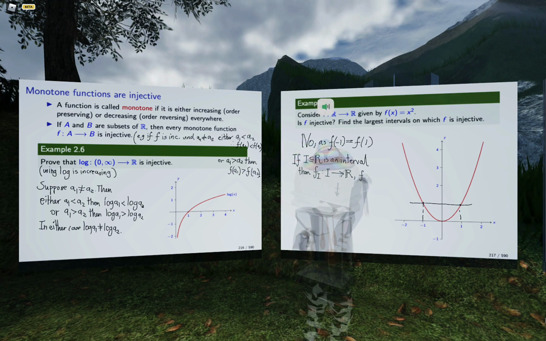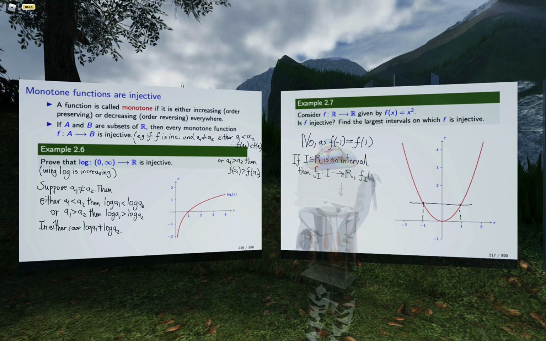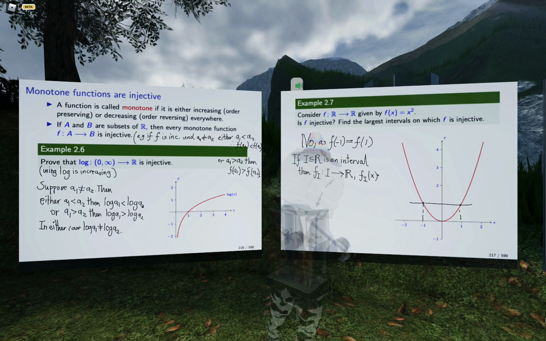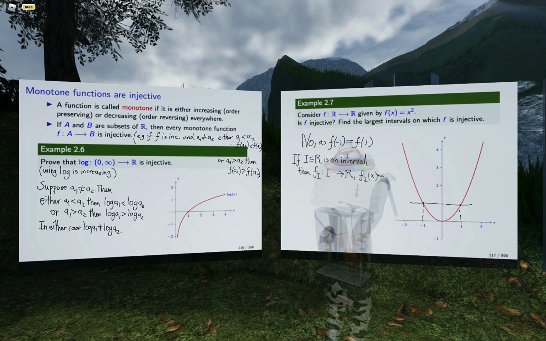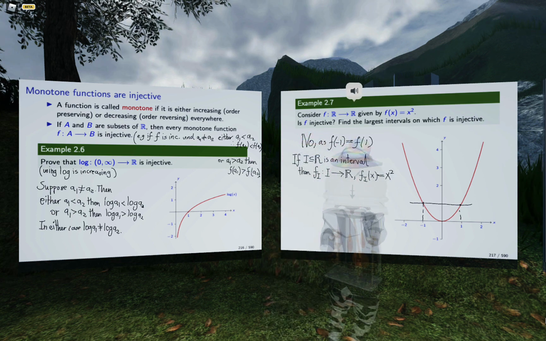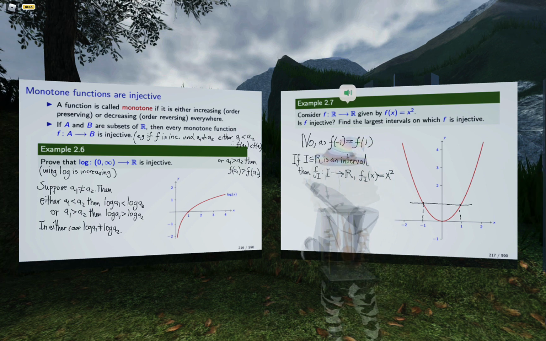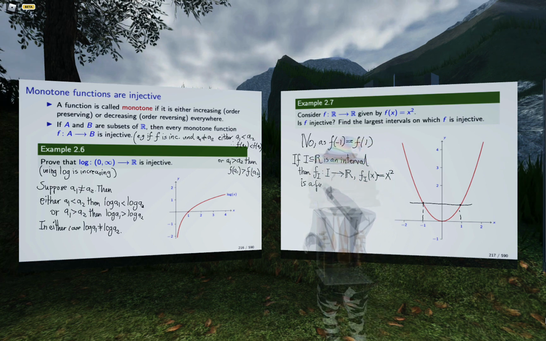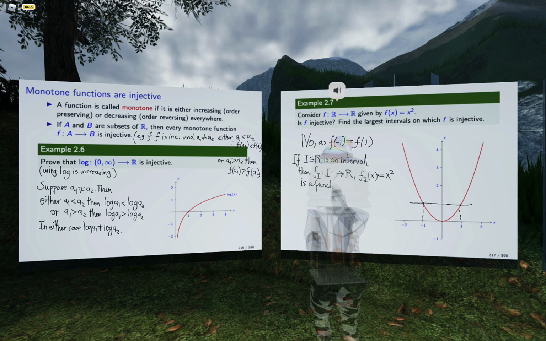The same rule, but a different domain. Okay, so still x squared. We just change the domain to the interval I. This is a function. Okay, it's a valid function.